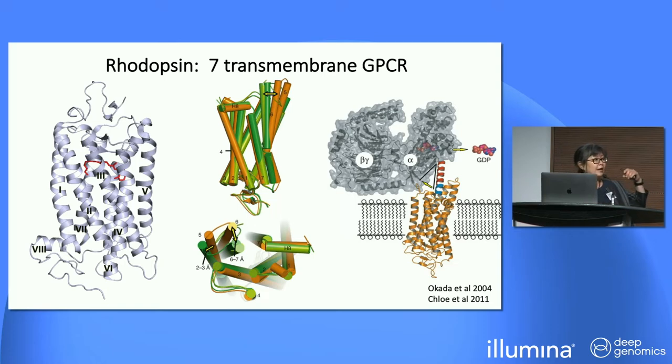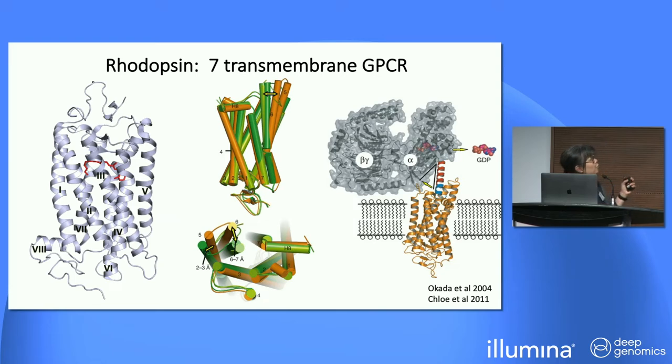Right? Now, what happens is that upon activation by light, by a photon, this triggers an opening at the cytoplasmic face of the rhodopsin protein that allows the heterotrimeric G protein transducin to bind. That activates the rest of the visual transduction cascade and then eventually allows for a signal to the nervous system that light has been perceived.